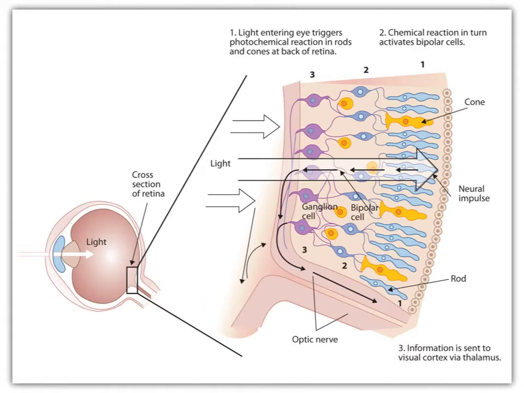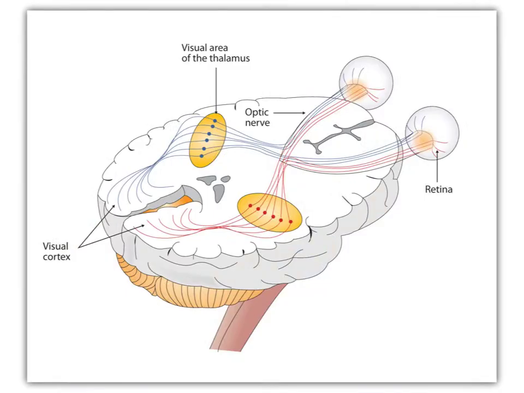And then the neural impulse travels from the optic nerves along the optic tract to the thalamus, also known as the lateral geniculate nucleus. So once the neural impulse has traveled from the optic nerves, which are right here, along the optic tract to the thalamus, which is located right here, also known as the lateral geniculate nucleus, it is then processed in the visual cortex, which is back here.